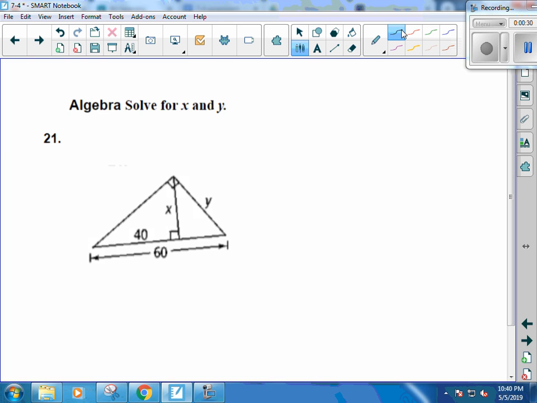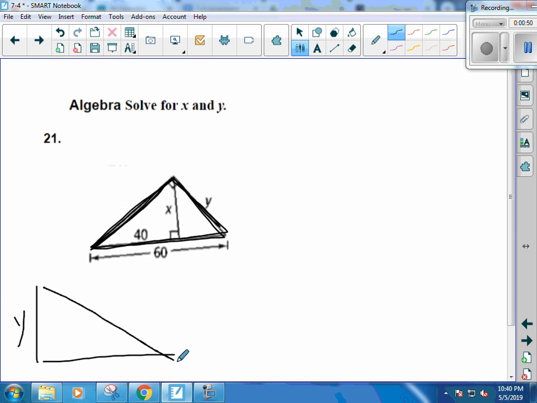So I'm going to do the biggest triangle: long side, short side, hypotenuse. So short is the y, long has nothing, and the hypotenuse is 60.